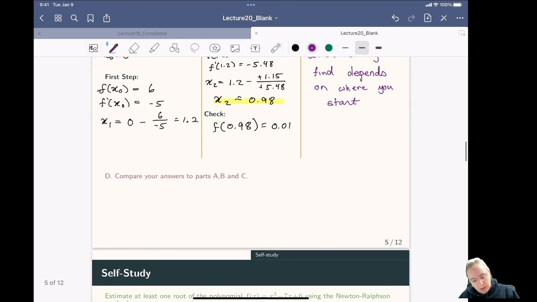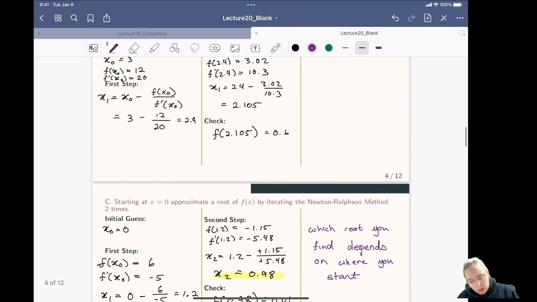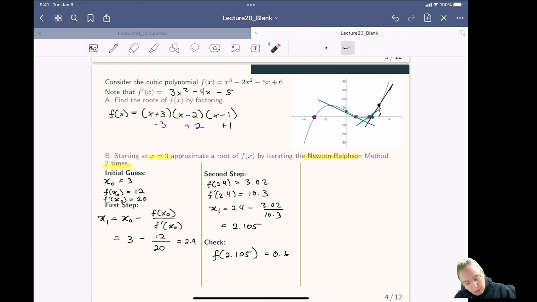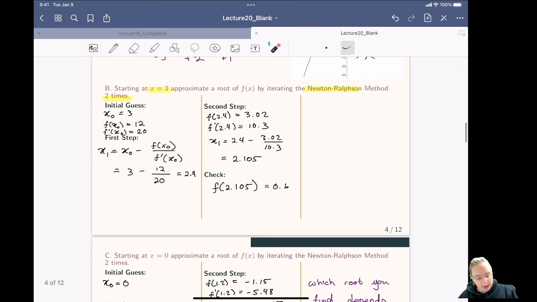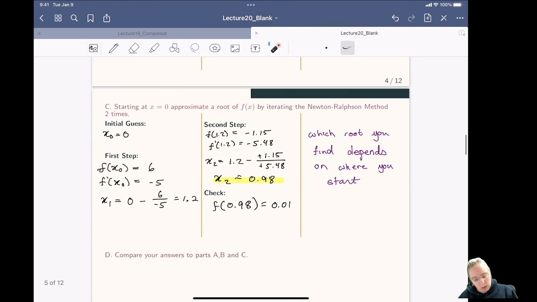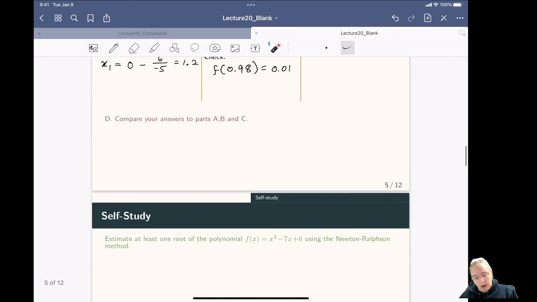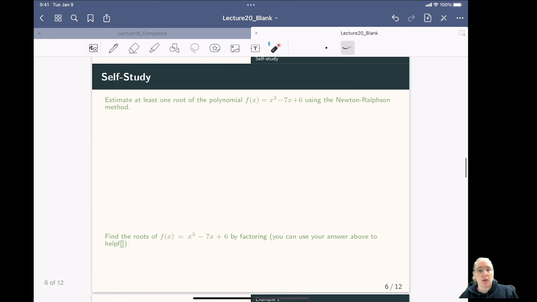All right, so let's compare our answers to A, B, and C. Well, we have the true roots of -3, +2, and +1. We never estimated something that started over at -3. To do that, we might want to start with the initial value of x over at -5 or something like that. But when we did do our guesses, we started at 3 and we came really close to finding the root at 2. And when we started at 0, we came really close to finding the root at 1. All right, so with that, I'm going to let you use the Newton-Raphson method to find the roots of another polynomial.